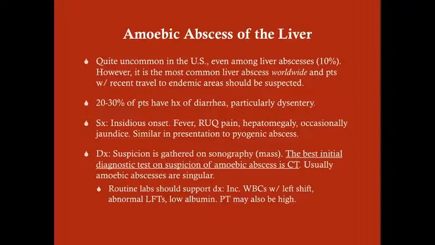The symptoms for amoebic abscess of the liver are pretty similar to pyogenic abscess, with insidious onset of fever, right upper quadrant pain, hepatomegaly, including jaundice, possibly if the abscess is big enough. But the one thing that stands out is both that the patient has been somewhere outside of the United States, more than likely, or is in that region closer to Mexico, or they have had this history of diarrhea, dysenteric diarrhea.